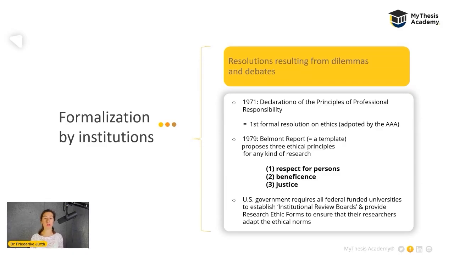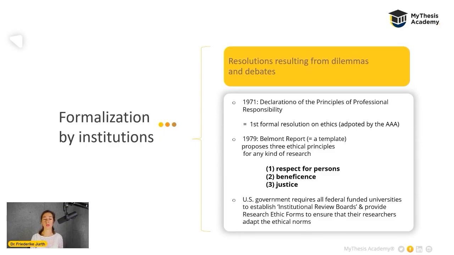In 1979, the Belmont Report, a template, was developed which proposes three main ethical principles which should guide any kind of research, which should be respected and which should be fulfilled during every research which is conducted. So, this relates first to the respect for persons, second to beneficence, and third to justice.